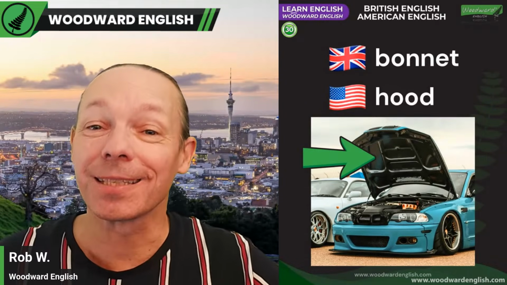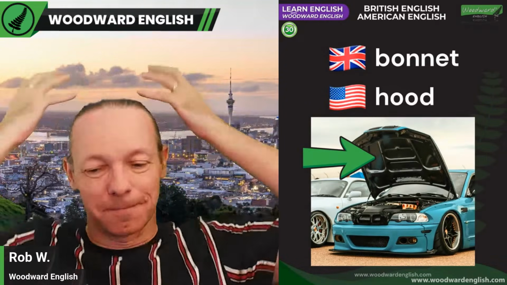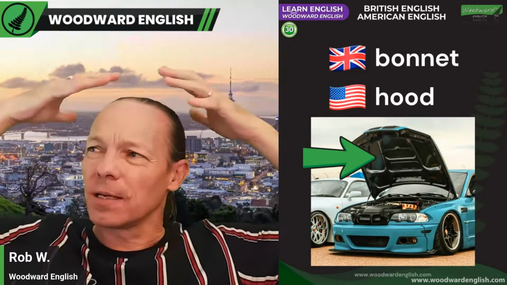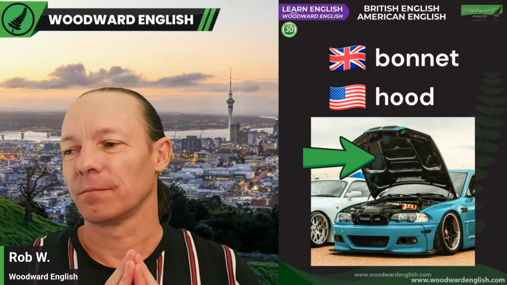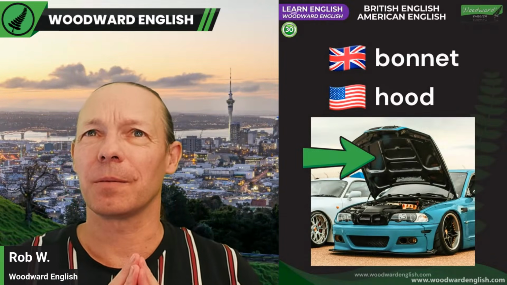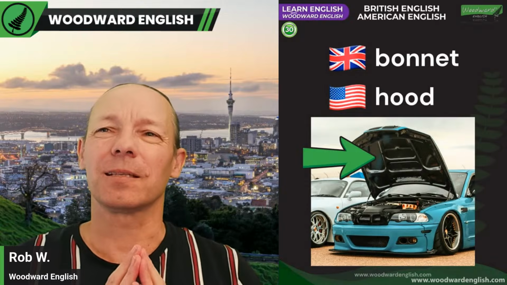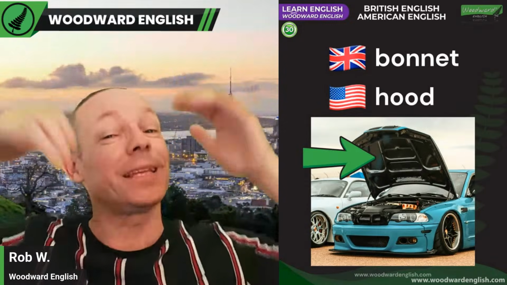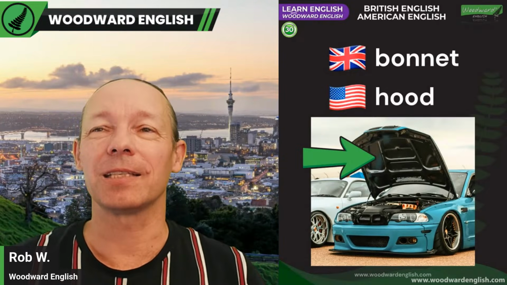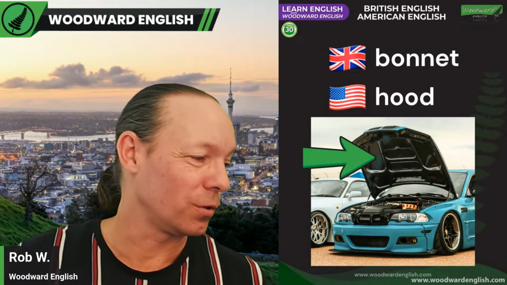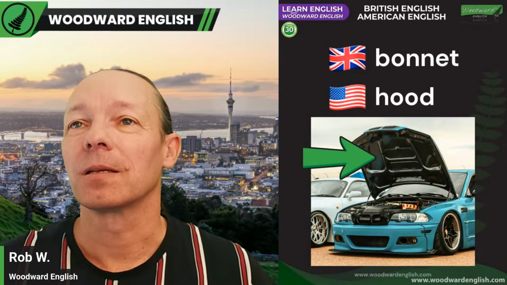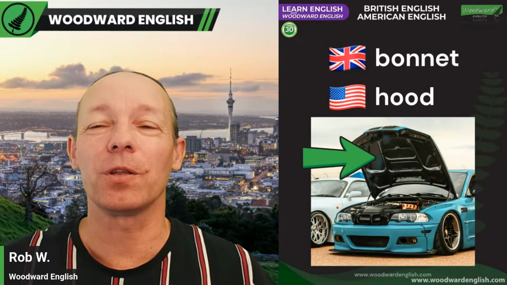A bonnet can also be a type of nice hat used over 100 years ago, maybe, or maybe less, maybe not even 50 years ago. It's a type of small covering that ladies sometimes wear. That's another meaning. But when you're talking about cars, you have a bonnet or a hood. So yeah, those are the 30 words.